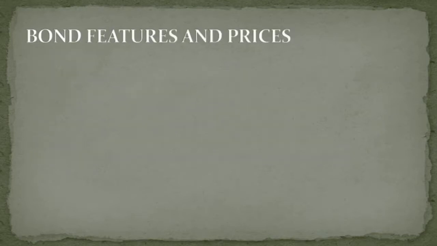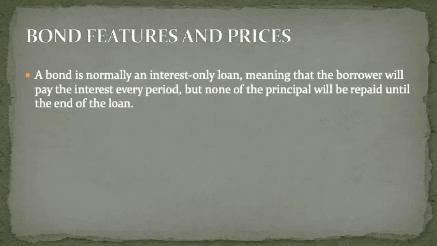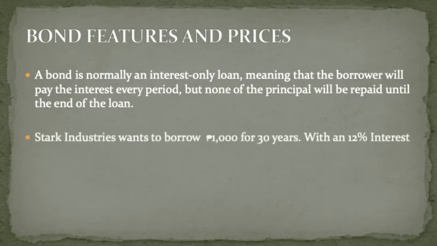As we mentioned earlier, a bond is normally an interest-only loan, meaning the borrower will pay the interest every period, but none of the principal will be repaid until the end of the loan. For example, Stark Industries wants to borrow 1,000 for 30 years with an interest of 12%. Stark will pay 12% of 1,000, which is equivalent to 120 interest every year for 30 years. And at the end of 30 years, Stark will repay the 1,000 face value of the bond.